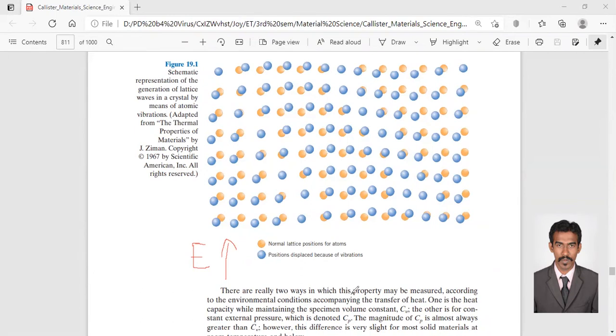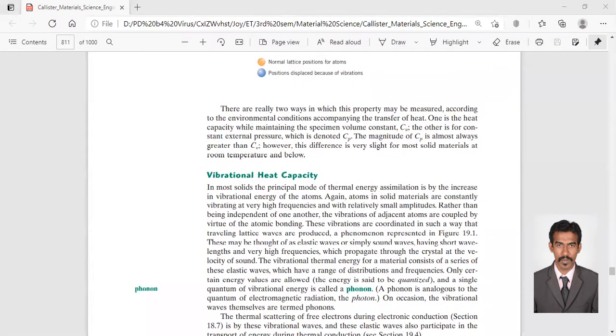There are two ways in which this property may be measured, according to the environmental conditions accompanying the transfer of heat. This C, the heat capacity, can be measured in two ways. One is the heat capacity while maintaining the specimen volume constant, named CV. C is the heat capacity and V is the specific volume. So this is heat capacity at constant volume, right?